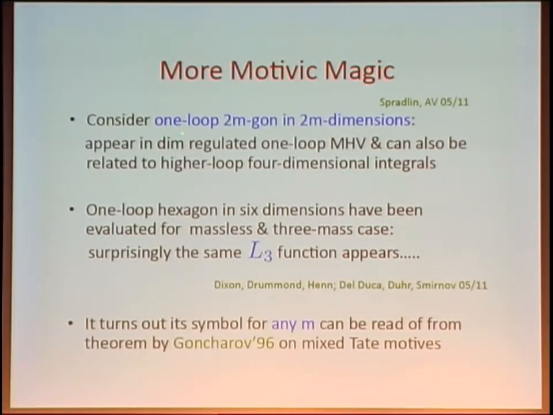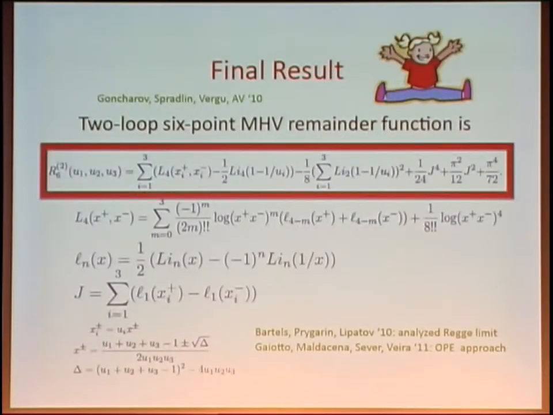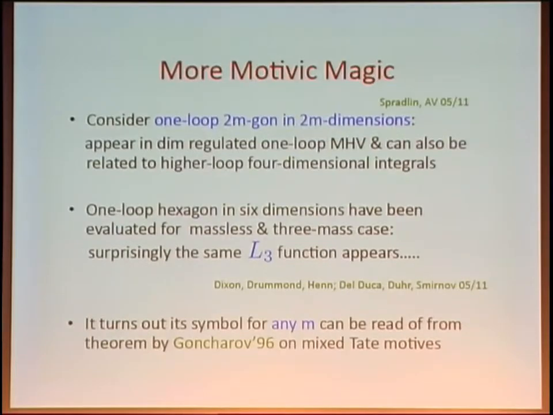This is a more general one loop 2m-gon in 2m dimensions. What these people did was look at just the massless hexagon in six dimensions. They worked hard to evaluate it, Dixon, Drummond, and Henn. And what was surprising is that the same function L3 appears. Remember in our answer, we had this L4. Now this is an object with transcendentality three. The same function starts appearing.